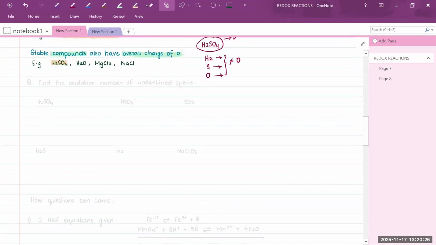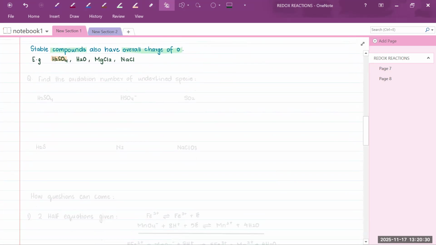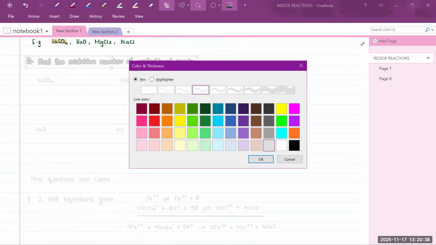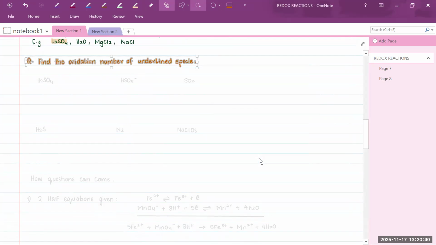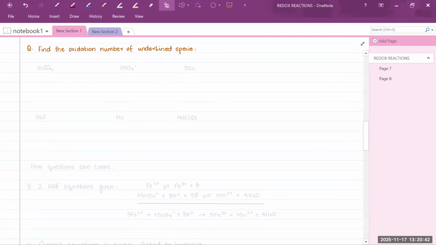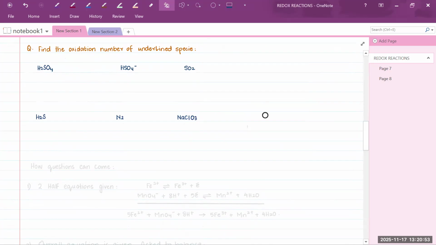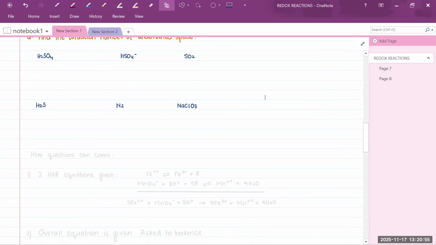Now we'll be doing some exercise on oxidation number, finding out oxidation number. It's one of the most asked questions. You can expect a question on this. So find the oxidation number of the underlined species. I'll be doing it with you guys, but you can also pause the video and attempt it yourself. That will be very good.